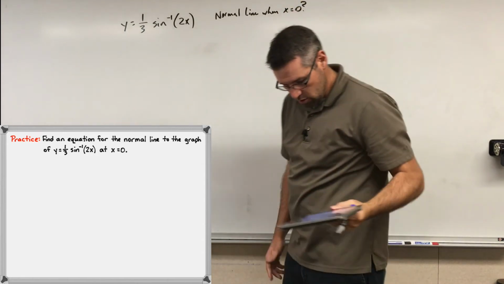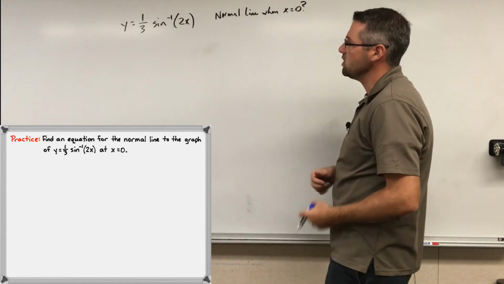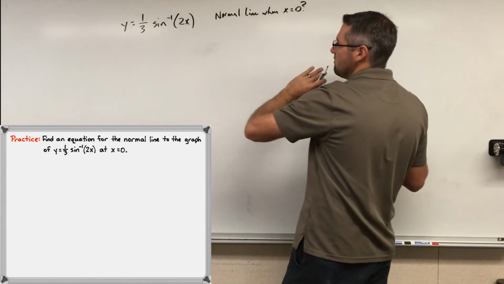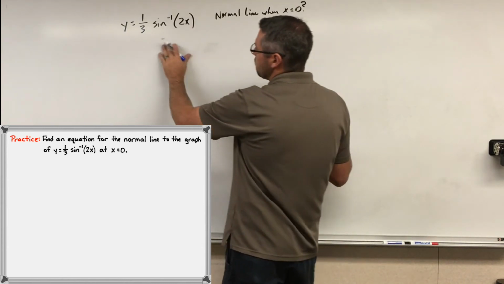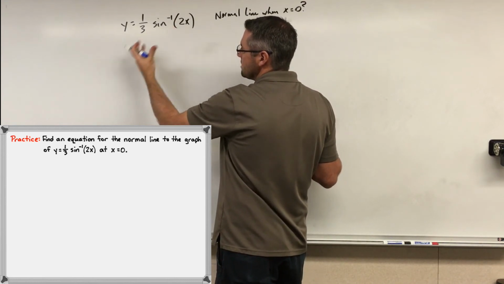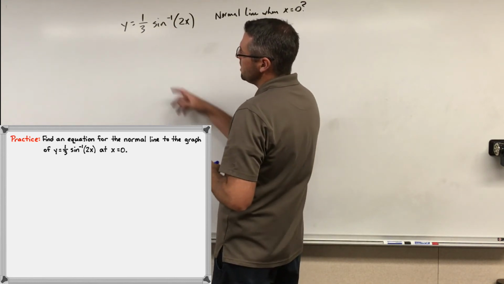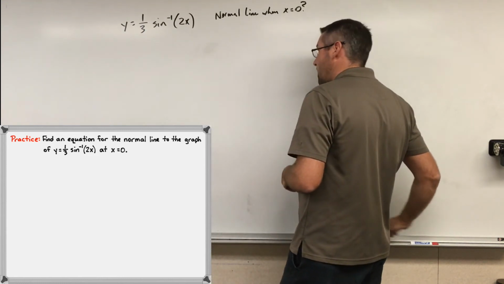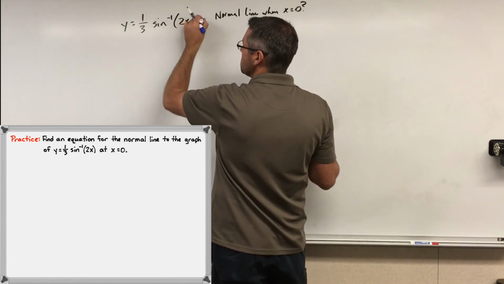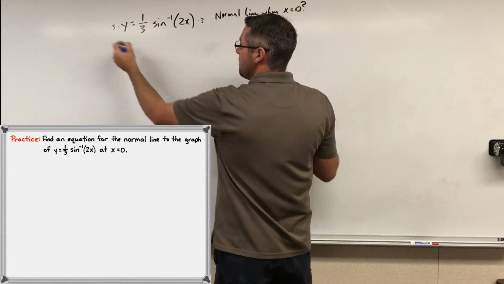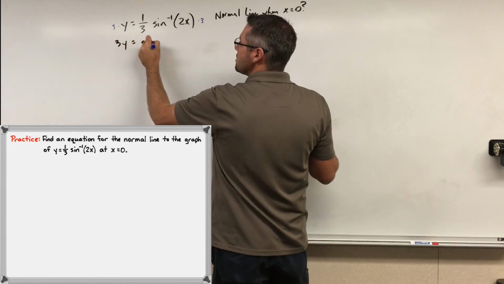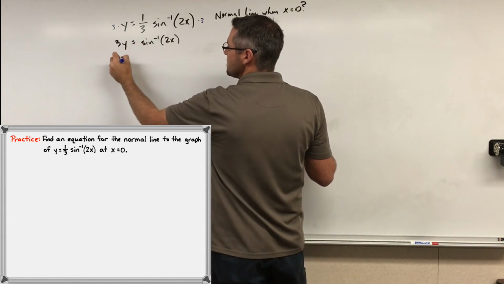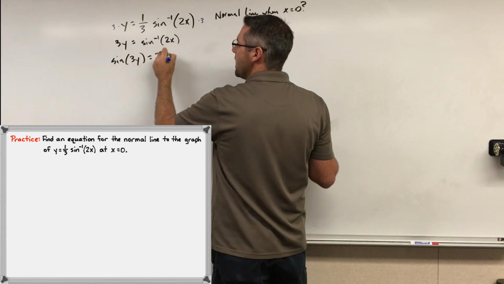Now, what do we need to do? Well, to find the normal line, we need two things. We need our point and we need our slope. Well, I don't like dealing with inverse functions at all, so I'm just going to get rid of this arc sine by taking the sine of both sides. But you have to be careful because we have this 1/3 out front. So what we have to do is actually get rid of that 1/3 first. So what I want to do, first step, is to multiply both sides by 3. And so we end up with 3y equals the arc sine of 2x. Then we can take the sine of both sides. So we end up with sine of 3y equals 2x.